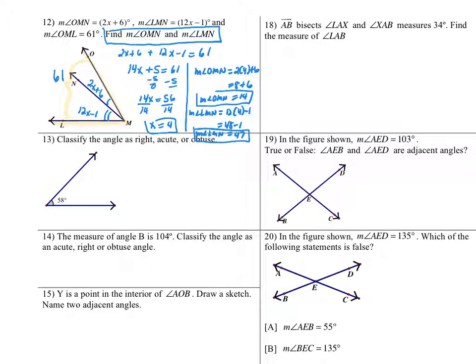And number 13, we just have to classify the angle as right, acute, or obtuse. And this angle is going to be acute because it has a measure that is less than 90 degrees. Okay. All right. Number 14, the measure of angle B is 104. Classify the angle as acute, right, or obtuse angle. It's obtuse because it's greater than 90. Greater than 90, like that.